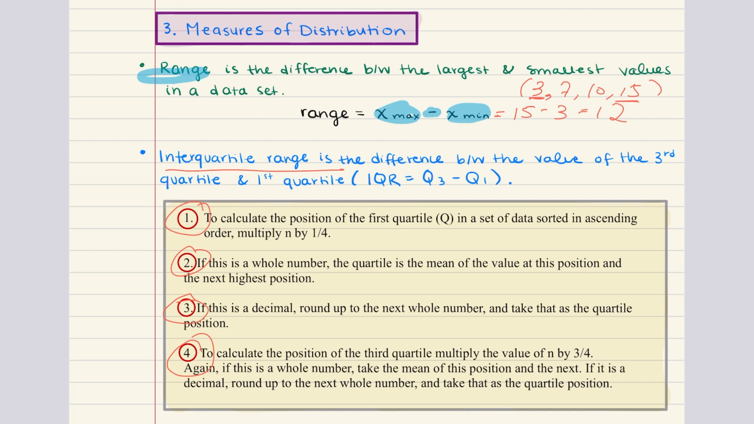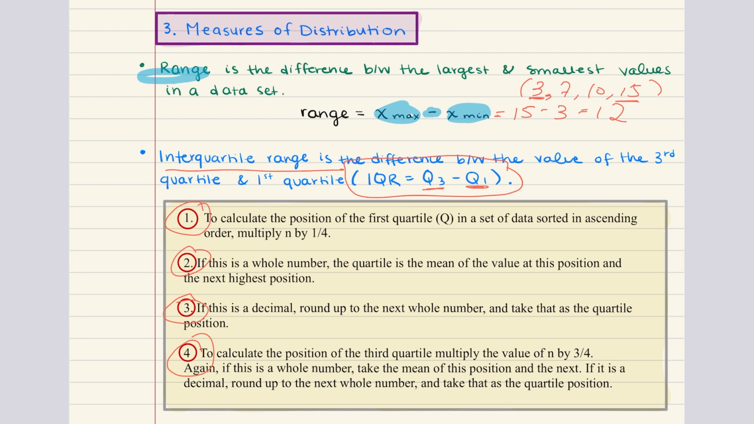The interquartile range is then calculated by subtracting the value of the first quartile from the value of the third quartile. So interquartile range is equal to Q3 minus Q1. The interquartile range can be used to determine outliers as well. Any value that falls more than 1.5 interquartile ranges below Q1 or above Q3 is considered an outlier.